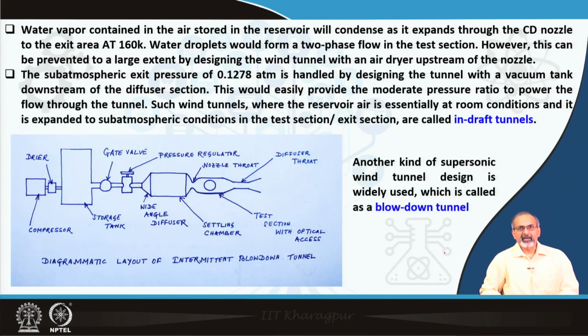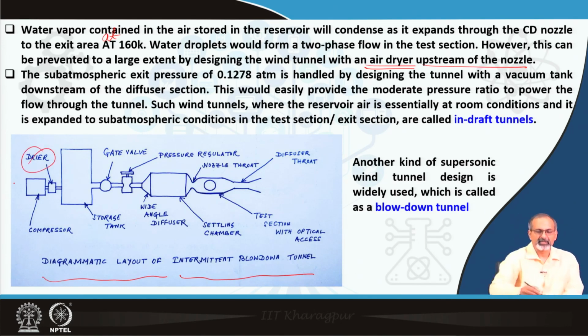Now, when the expansion of the gas happens, water vapor contained in the air stored in the reservoir will condense as it expands through the CD nozzle to the exit area at 160 Kelvin. Water droplets would form a two phase flow in the test section. However, this can be prevented, and how do you prevent it? You use an air dryer upstream of the nozzle. So, if you look at a diagrammatic layout of an intermittent blow down type tunnel, you might see the dryer mentioned over here.